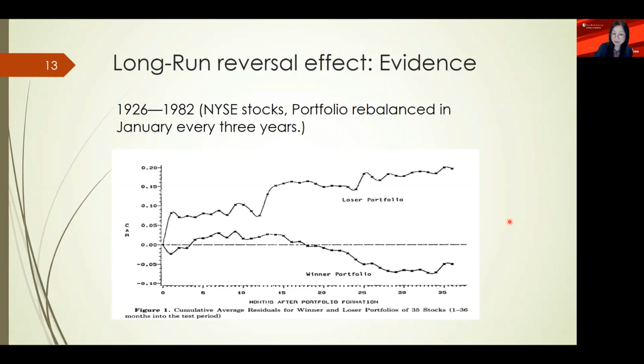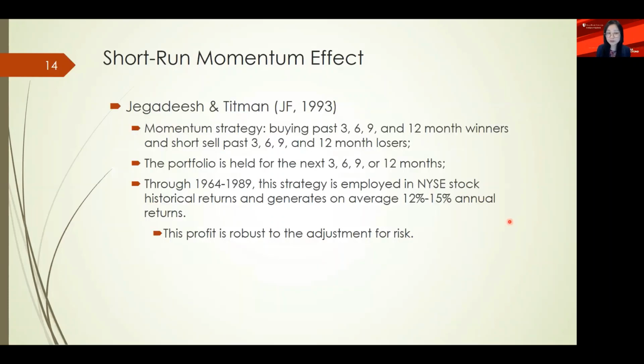Okay, then I'm going to introduce you to the second study, which is the short-term or intermediate horizon momentum effect. This study was published by Professor Jegadeesh and Professor Titman. What they show is, instead of long-term returns, if you look at the most recent short-term or intermediate horizon returns, which is defined as 3, 6, 9, and 12 months.